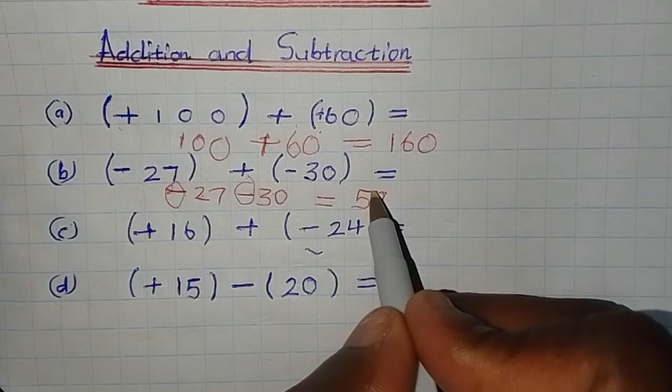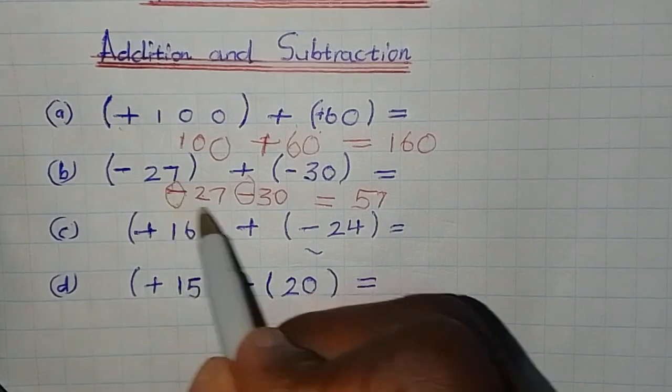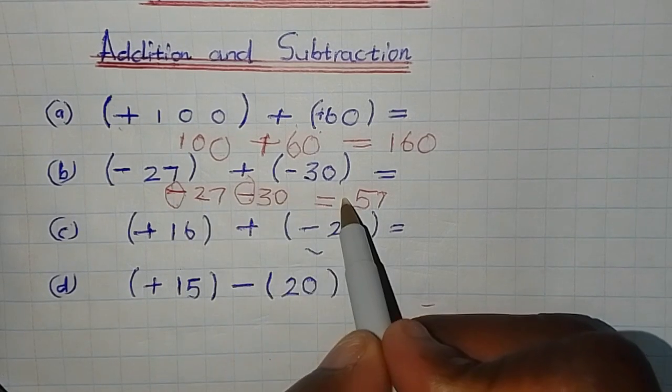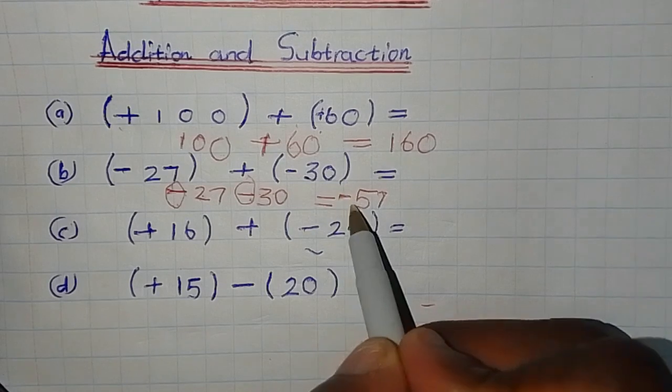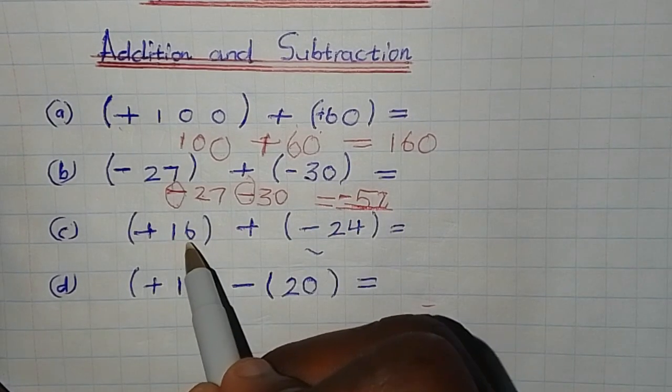Then the answer is to take this common sign. We have a negative here and we have a negative here. So the common sign is minus. So our answer takes the common sign. Negative 57 is our final answer there. Let's look at this scenario.